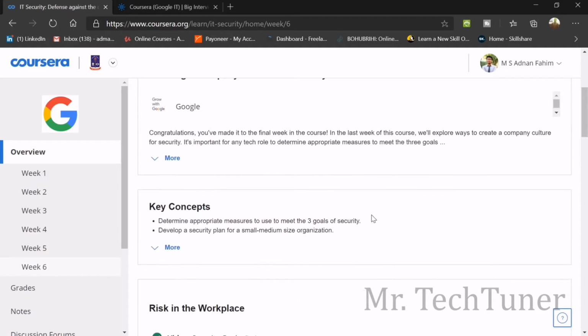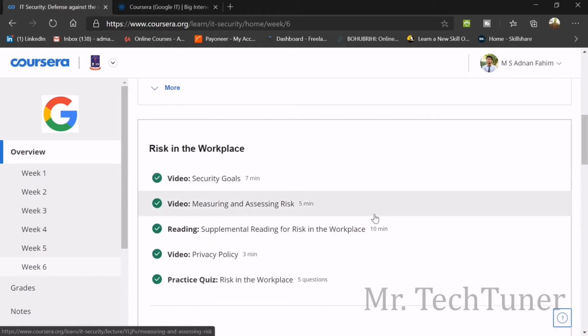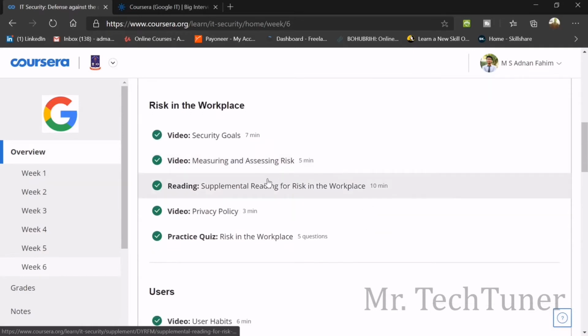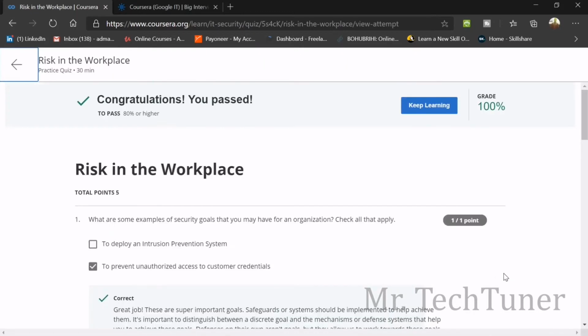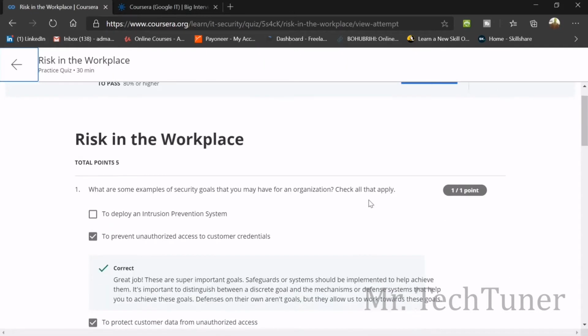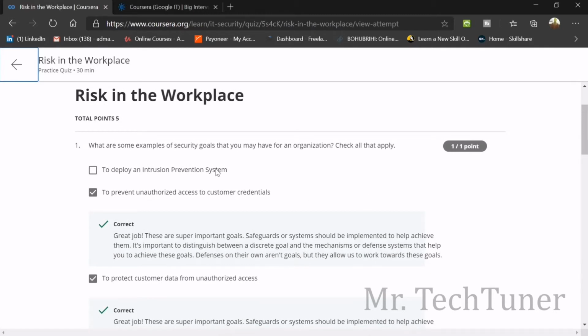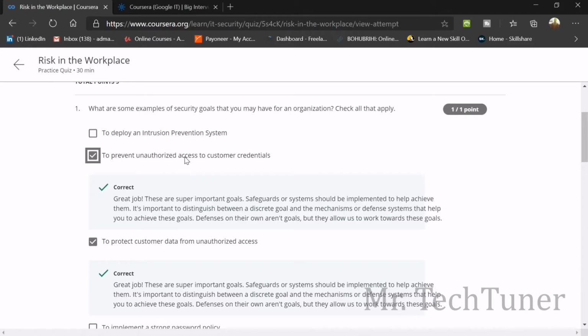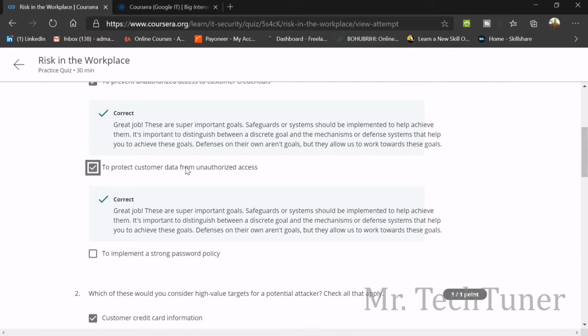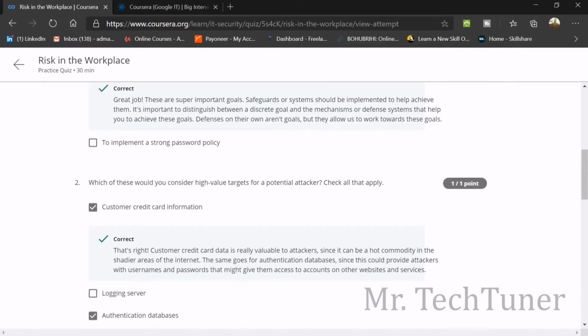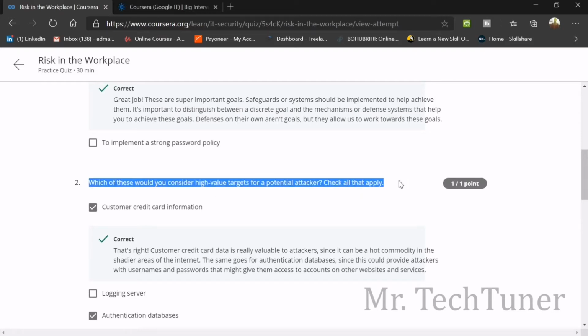Okay, so in the last week we are going to talk about the risk in the workplaces. We are going to talk about the last course's first quiz. The first question of the risk in the workplace is, what are some examples of security goals that you may have for an organization? It could be to prevent unauthorized access to customer credentials, and second, to protect the customer data from unauthorized access.